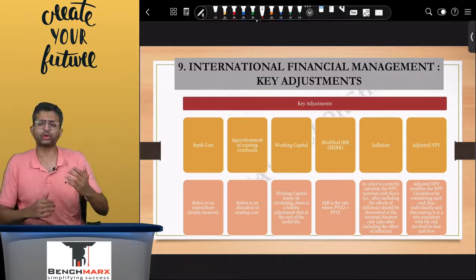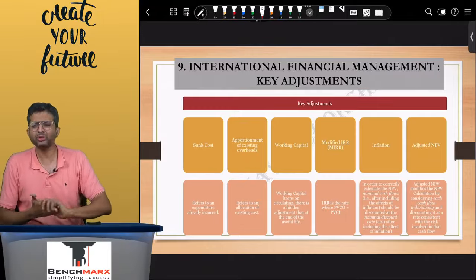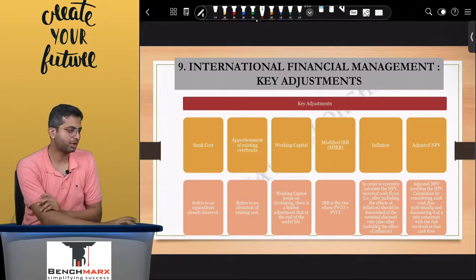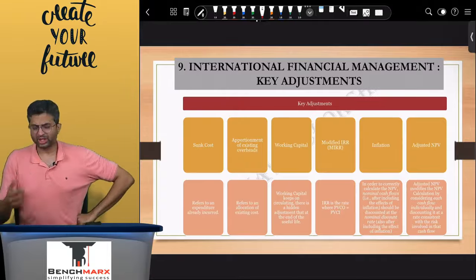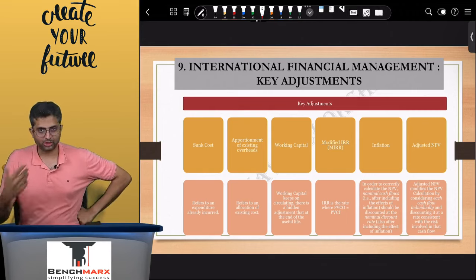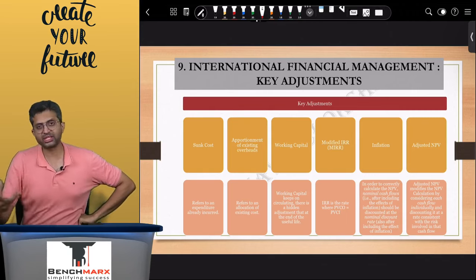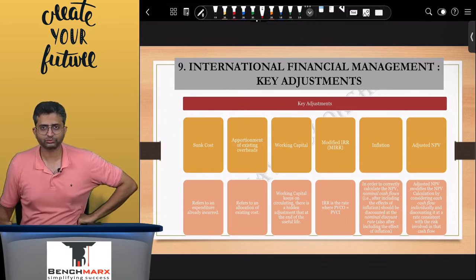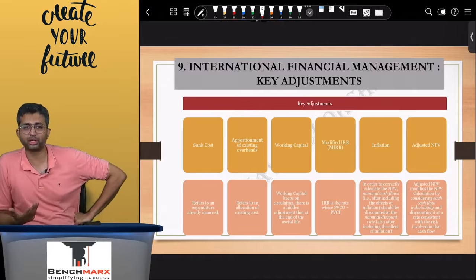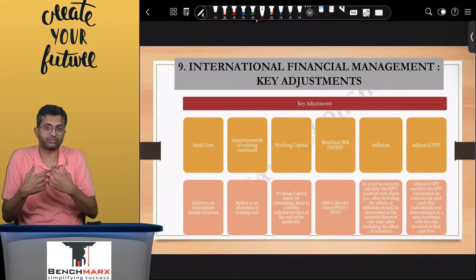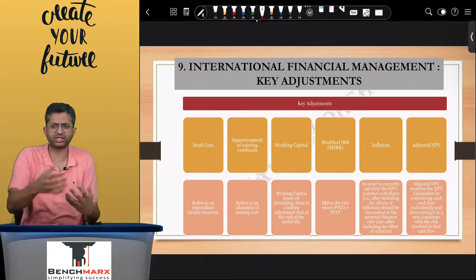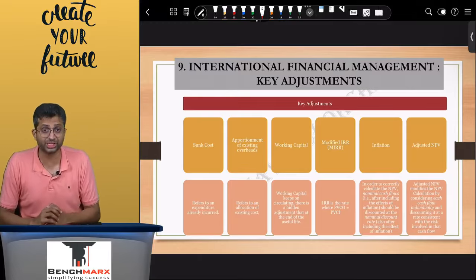Sorry. Then you have working capital. When we are looking at working capital, working capital should be a part of your investment when you are investing money initially. Working capital should also be a part of your recovery, like fixed assets. You invest money, but if nothing is given, the salvage value of fixed assets is assumed to be 0.